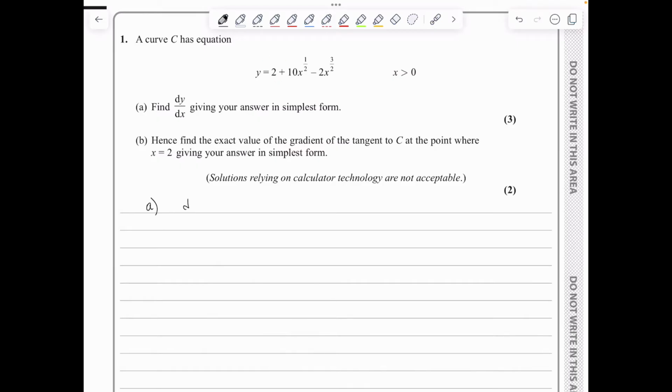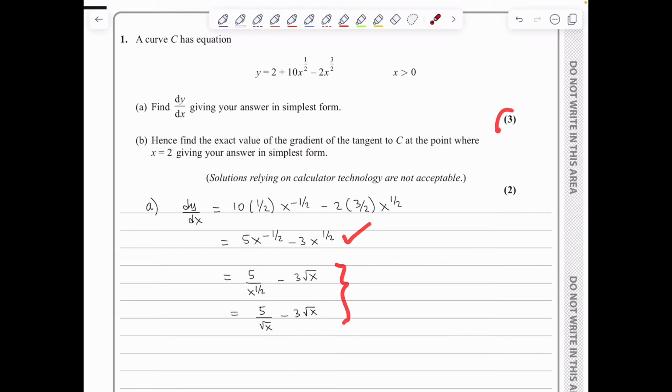So we have that dy/dx will be 10 times a half times x to the minus a half, minus 2 times 3 over 2 times x to the half. This gives me 5x to the minus a half minus 3x to the half, which can be written as 5 over x to the half minus 3 root x, which can be further written as 5 over root x minus 3 root x. Please note that you would have scored full marks up to this line here. These are not necessary for you to get all 3 marks.